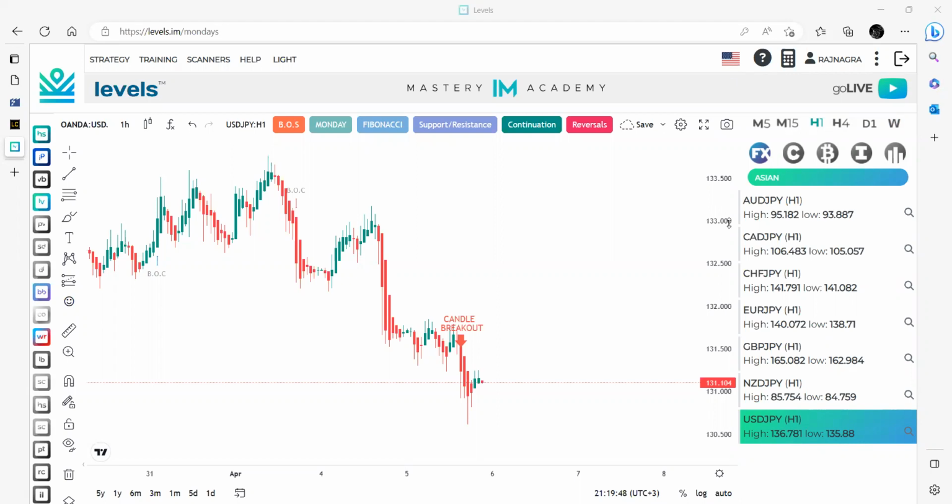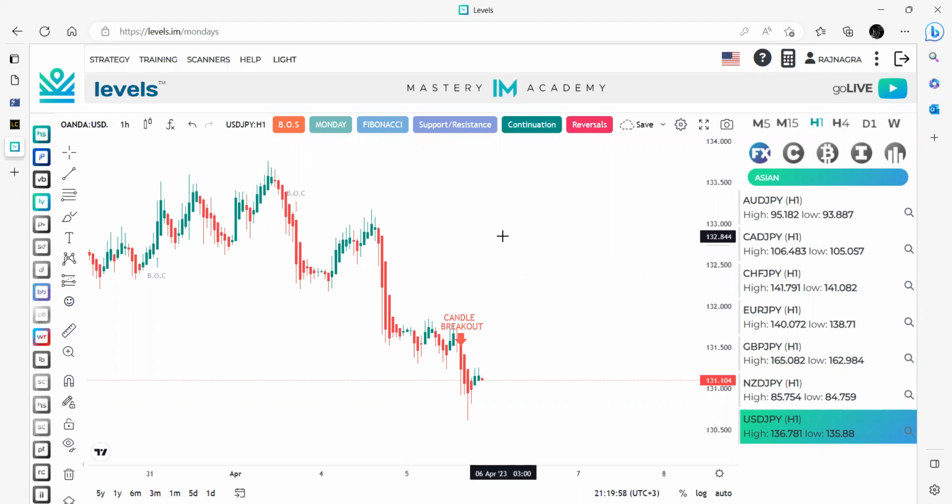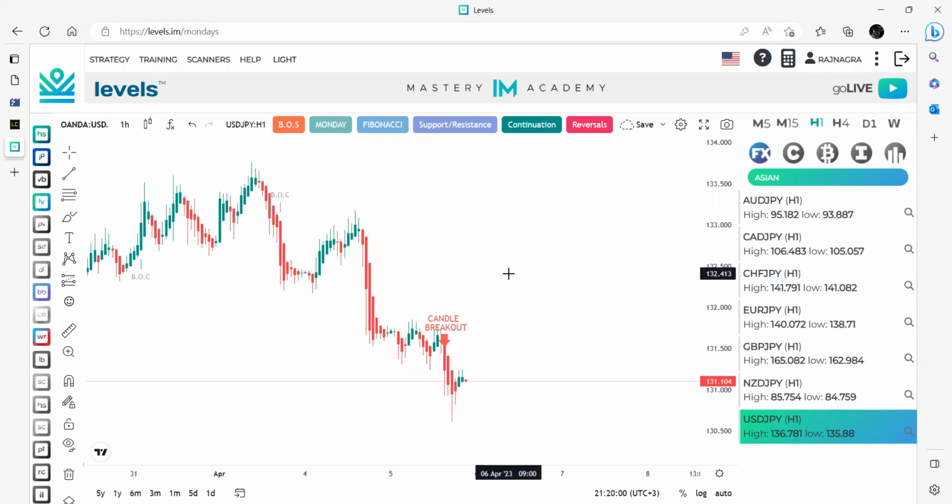Raj here. Today we are going to be going over the levels strategy, and I'm going to be showing you guys exactly how you can catch up to 60 pips using this strategy. Now, levels is available in your IM center. You simply need to go to strategies and click on levels, and you can open up this page.